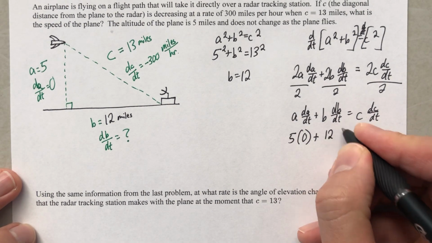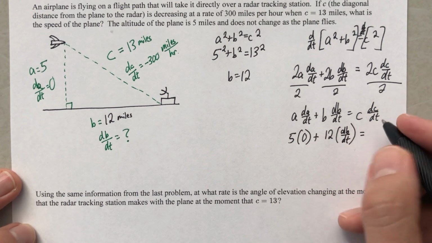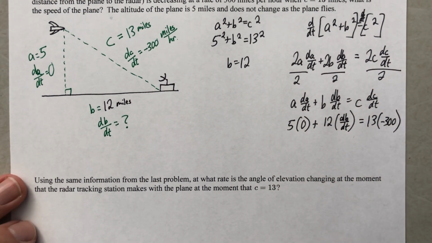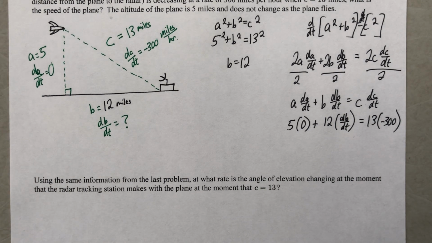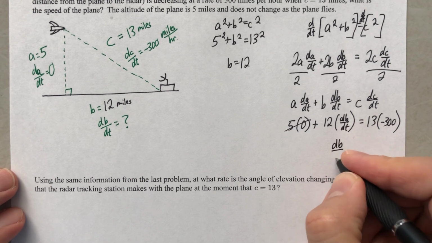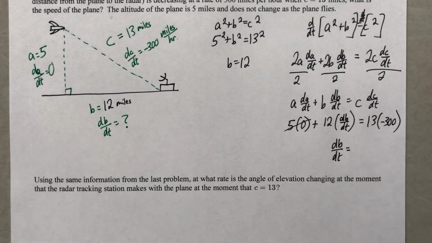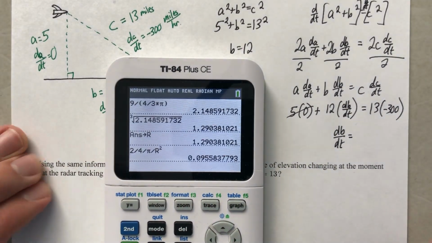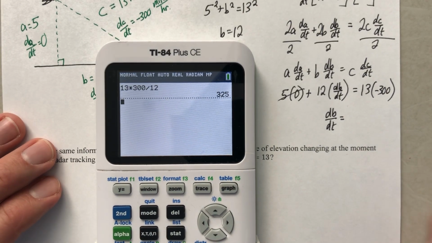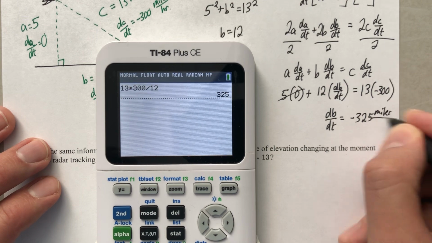So B is 12. dB dt is that thing we don't know. C is 13, and dC dt is negative 300. Now, in a minute, we're going to have conversations about the sign of these things and the sign of the answer. 5 times 0, that's just gone. And so dB dt is equal to 13 times negative 300, and then divide by 12. So let's do that very quickly. 13 times 300, negative, divided by 12. So negative 325 miles per hour.